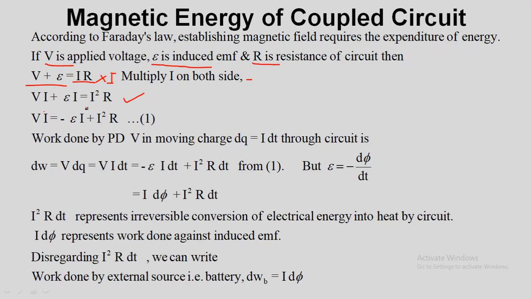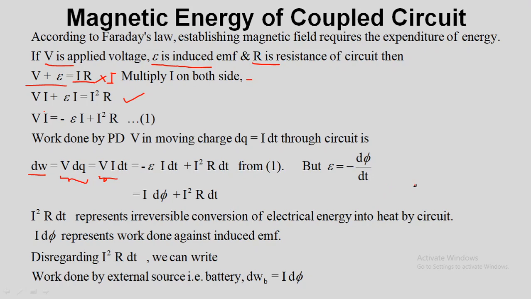Then, to establish this current, work is done by the battery. So dW is the work done. By definition, the potential difference is work done per unit charge. So the work done is the potential difference into the charge, V into dQ. But we know that I equal to dQ by dt, the rate of flow of charges. So dQ equal to I dt. So we have VI into dt.